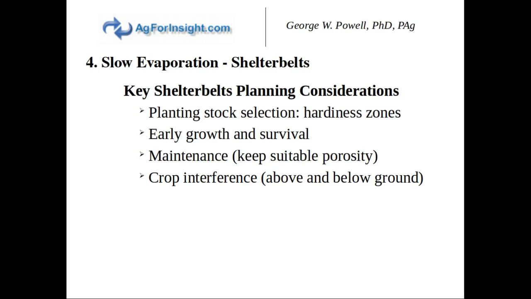And maintenance is going to be an ongoing issue with any shelter belt or hedgerow. You need to keep it at a suitable porosity, and because trees and shrubs are always growing, you're going to have to do some thinning and pruning and occasionally fill planting, because at some point those trees and shrubs are going to die and leave a gap. And also at the planting stage, it's very important to think through potential crop interference, both above and below ground, and make your species selections and crop tree combinations work for you. We want to work towards a net positive by emphasizing the positive aspects and minimizing the negative aspects.